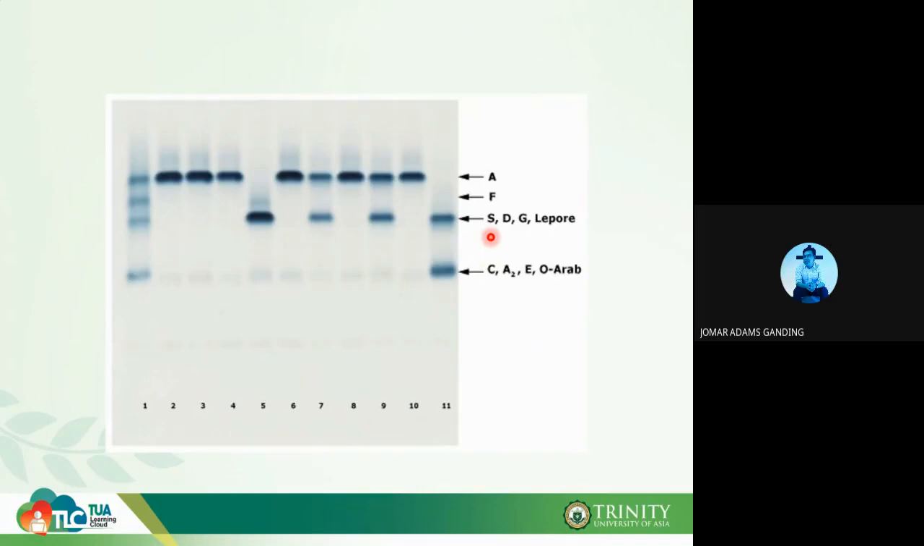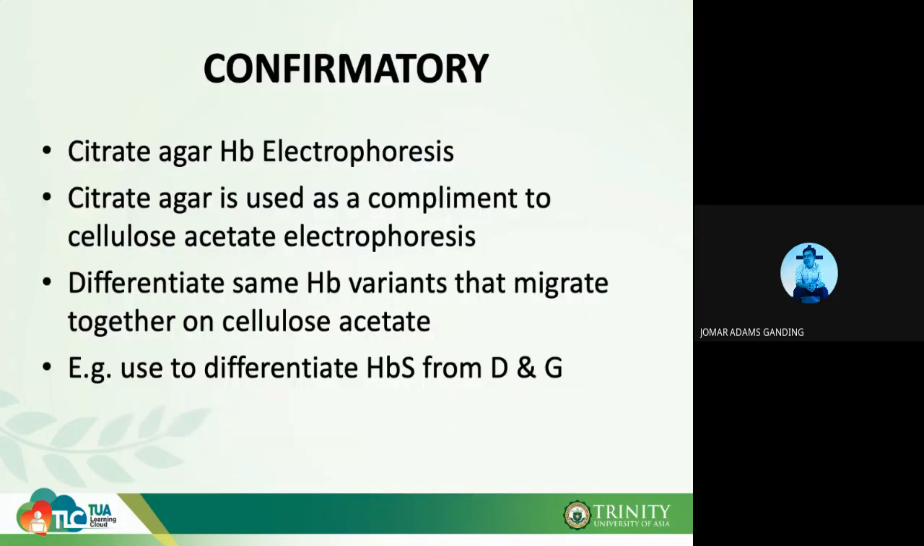It is the one that causes more illness and more complications. It is the one that causes sickle cell anemia in your patient. And that's what we're trying to look for. And what are we going to use? We're going to use your citrate agar hemoglobin electrophoresis as a complementary test to your cellulose acetate electrophoresis. So your citrate agar hemoglobin electrophoresis, once again, is used to differentiate your hemoglobin S from D and G. Hemoglobin S from D and G.